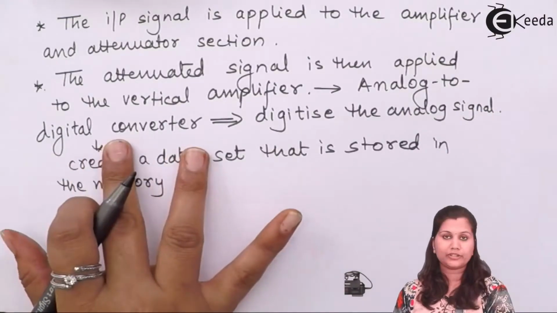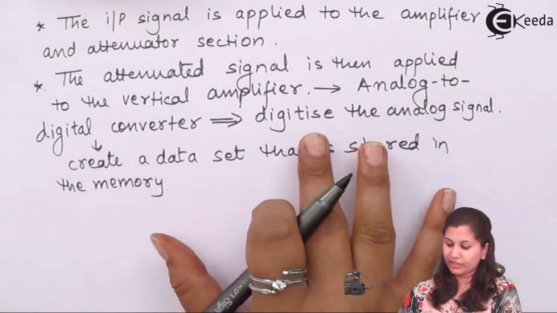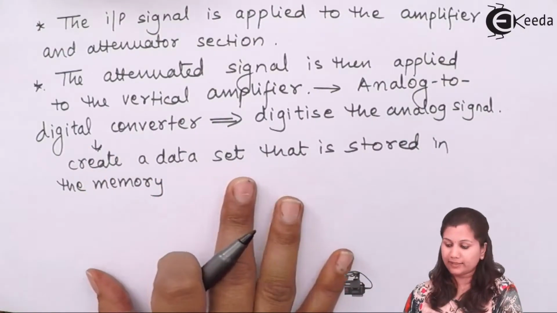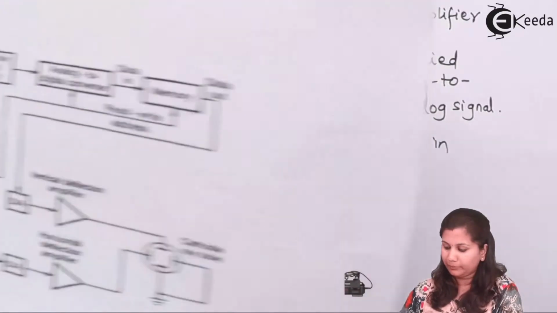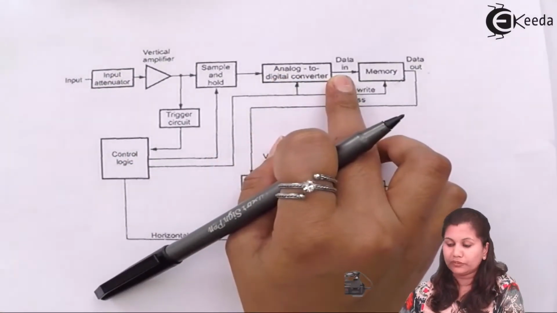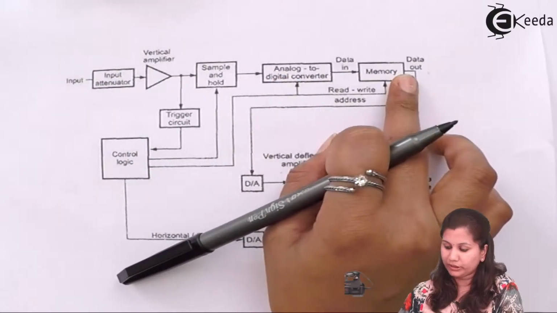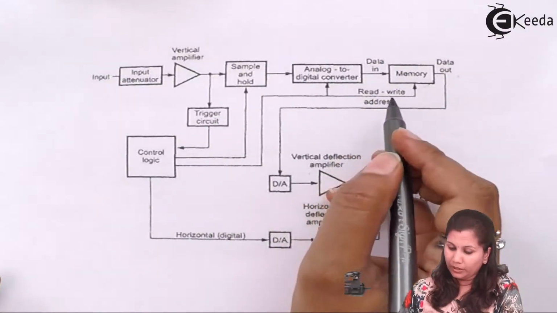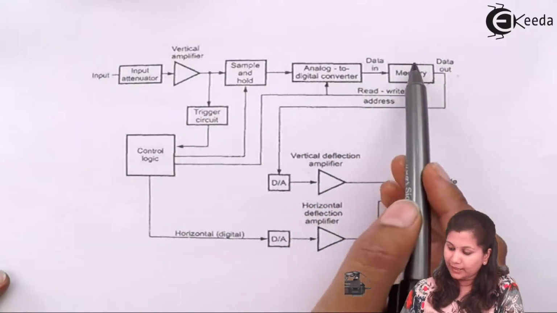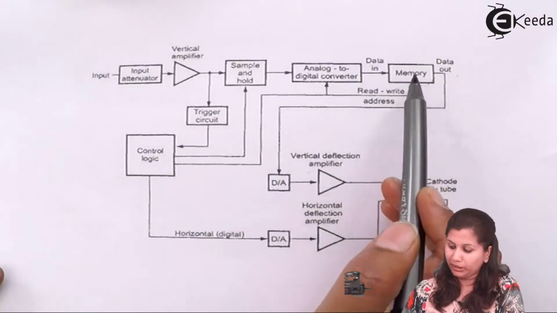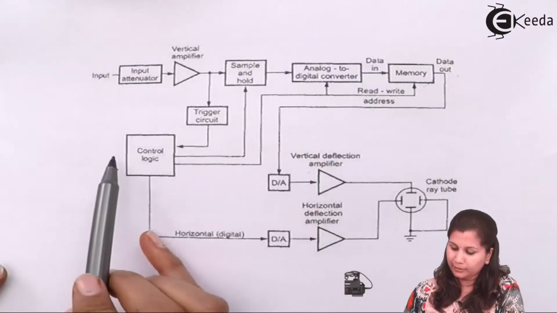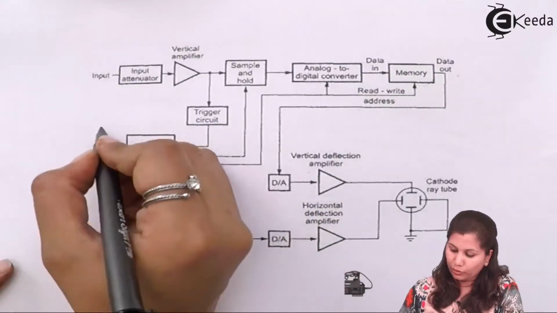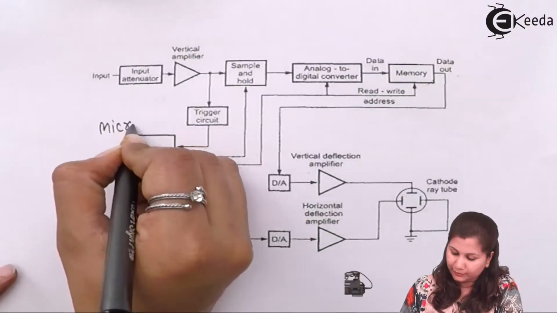So this analog to digital converter is going to digitize the analog signal and create a data set, which is then stored in the memory. So the output of the A to D converter is stored in the memory. It is data in and data out. Now this data set which is present in the memory is processed by the microprocessor. You can see here the control logic is the microprocessor.